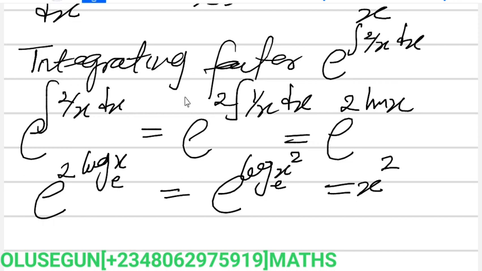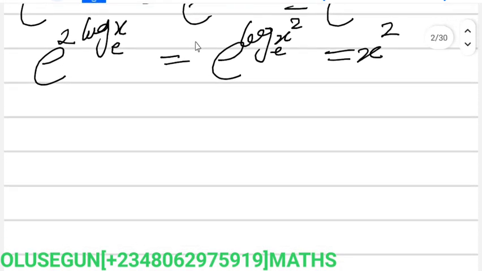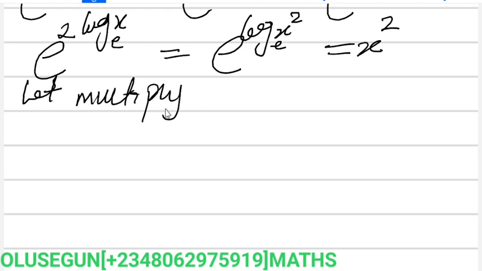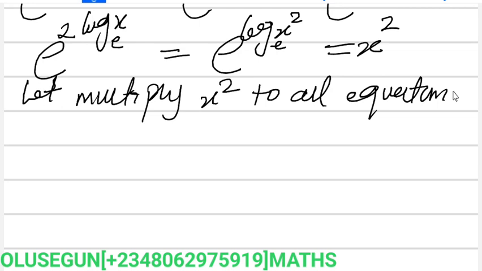In differential equation, after you have gotten the value of the integrating factor, the next thing you do is multiply the value of x squared to the first equation. Let's multiply x squared to our equation, let's say equation 1. That's our first equation, which we have.